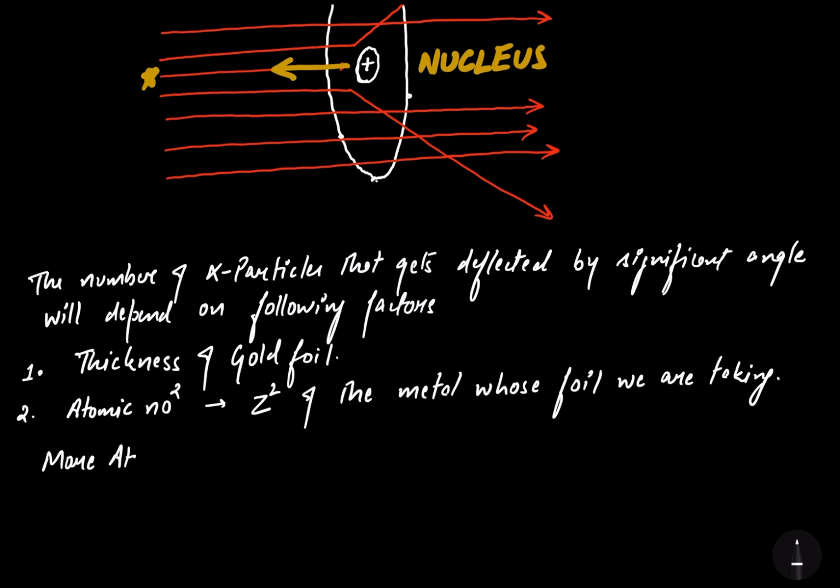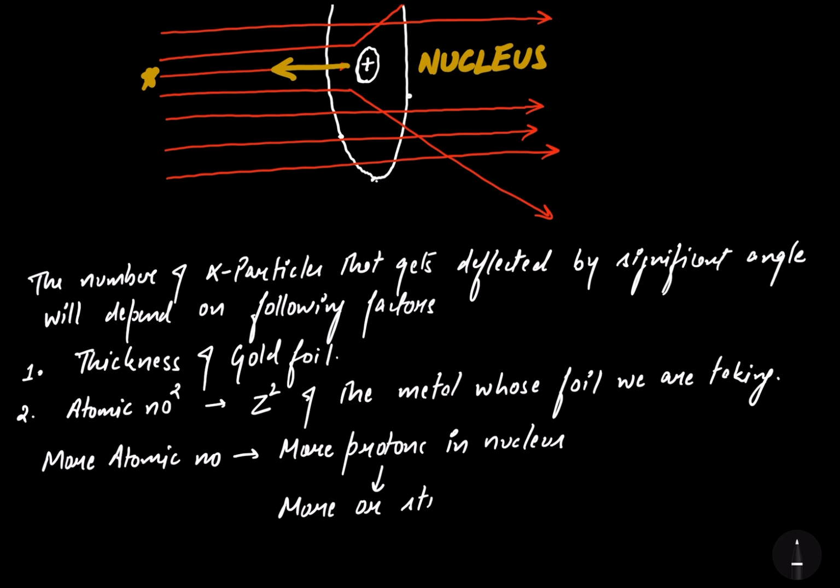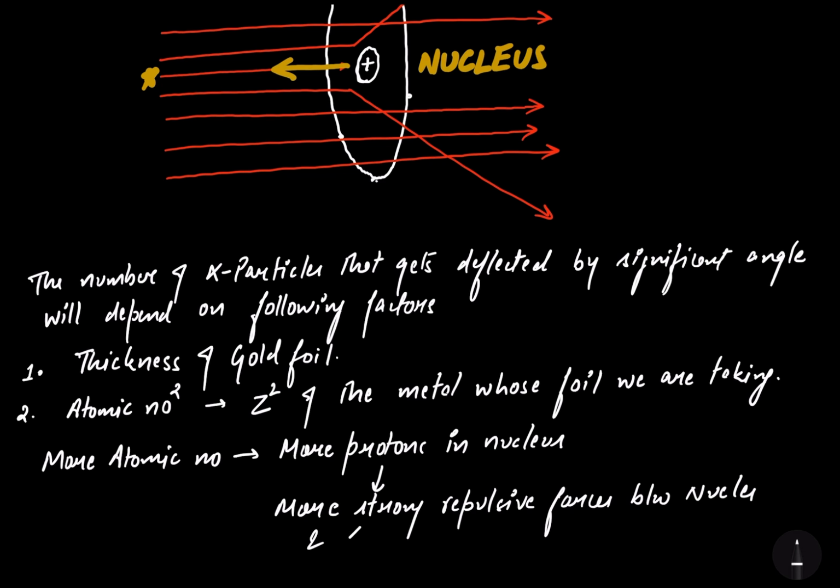So I'm writing: more atomic number stands for more protons in the nucleus, which further proves that there will be more strong repulsive forces between nucleus and alpha particle. Hence, the number of alpha particles getting deflected will be increased.